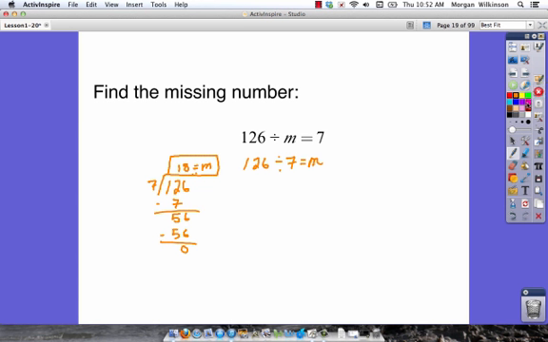To check our work here, we're going to say 126 divided by 18 should be equal to 7. In order to check that, we're going to multiply 18 times 7, to make sure 18 goes into 126 seven times. So 8 times 7 is 56. 7 times 1 is 7, plus 5 more is 12. So we get 126. Put a check mark next to this. You know you got it right. The answer for m is equal to 18.